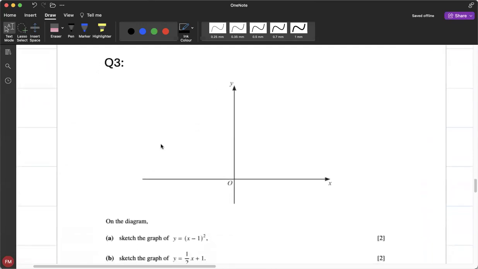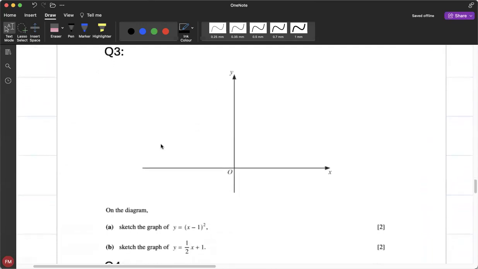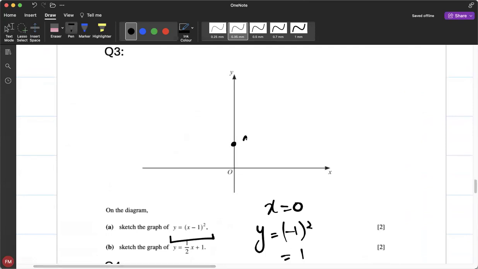All right. So now let's move on to the next concept or next question. It says on the diagram, sketch the graph y equals to x minus 1 whole squared. Now, there are different ways of doing it. So ideally, again, let's plug in x as 0. If I did, that's just going to give me y equals to minus 1 squared. That is going to be 1. That means the graph is going to be somewhere over here. 1 lies on that side.